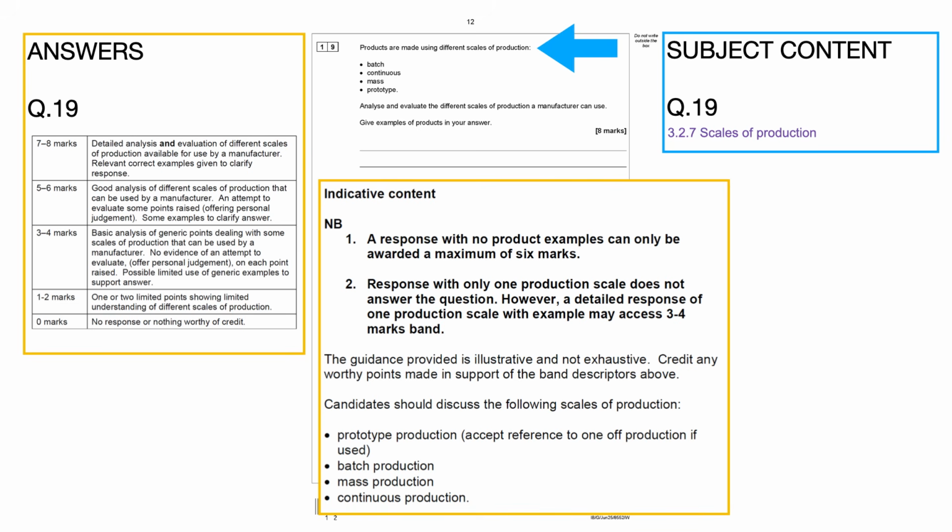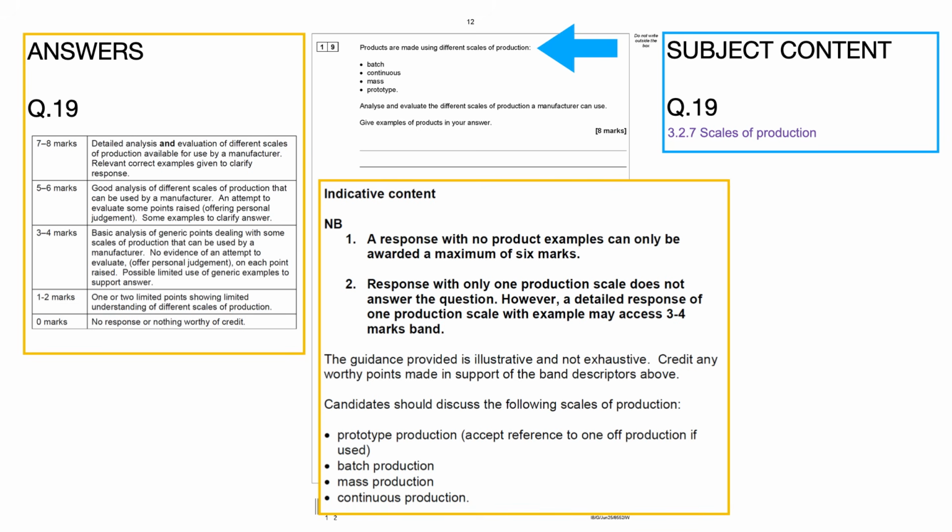So if you know the scales of production with no examples, you can only get a maximum of 6 marks. If you only talk about one production scale, it does not answer the question. However, if you have a detailed response of one production scale with an example, you may access the 3 or 4 mark band. Now, the following guidance is illustrative and not exhaustive, and we are allowed to credit any worthy points made in support of the band descriptors to the left.